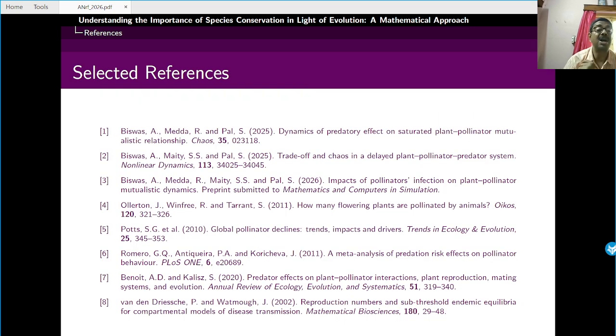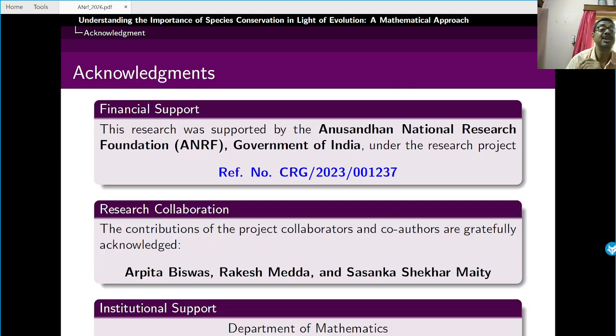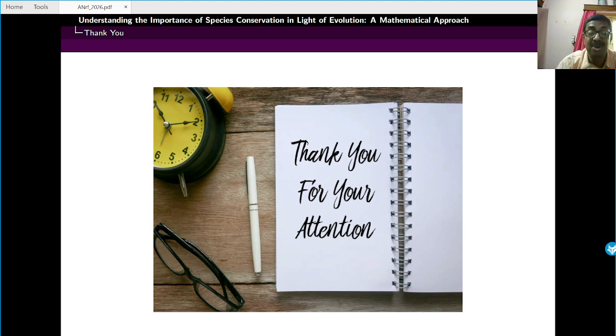And these are some references and our research output. We have published two papers, one in Chaos and another in Nonlinear Dynamics, and a third one is under revision. The acknowledgement goes to ANRF and our research collaborators Orpita Biswas, Rakesh Mehta and Shashanko Shekhar Maiti, and our institutional support, the Department of Mathematics, University of Kalyani. And thank you for your attention.